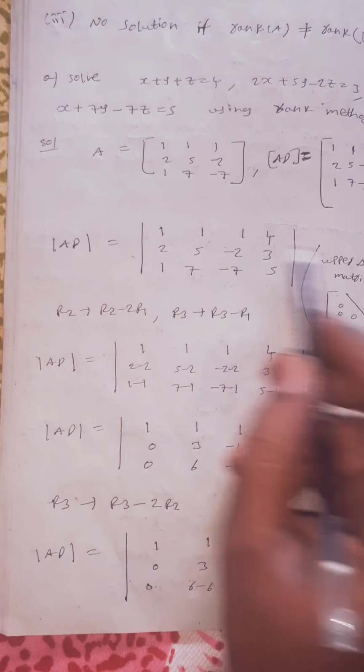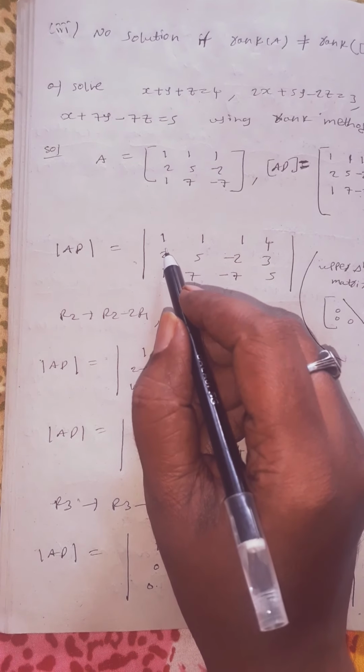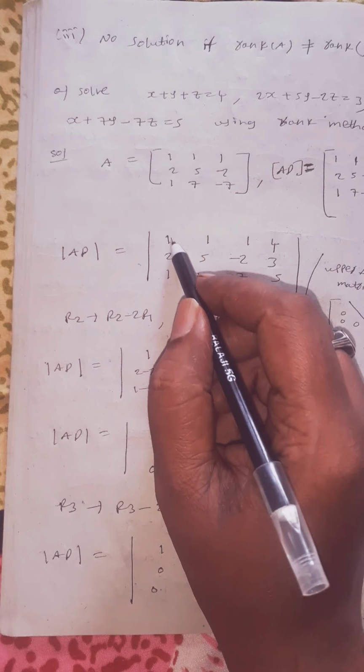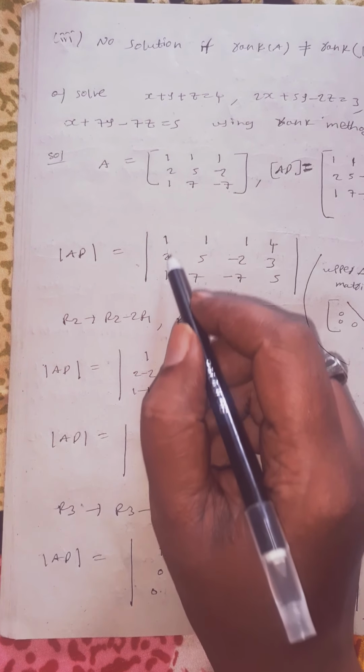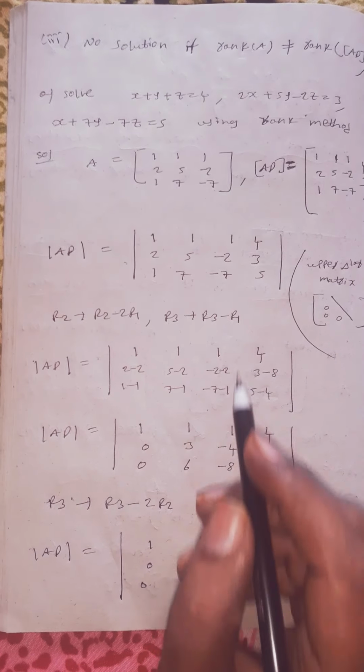So I am not disturbing the first row. First row is the same as it is. To make the second row's first element 0, what should we do? We should take R2 minus 2 times R1. Why? Because here 2 is there, here 1 is there. So to make 1 into 2, we should multiply by 2.